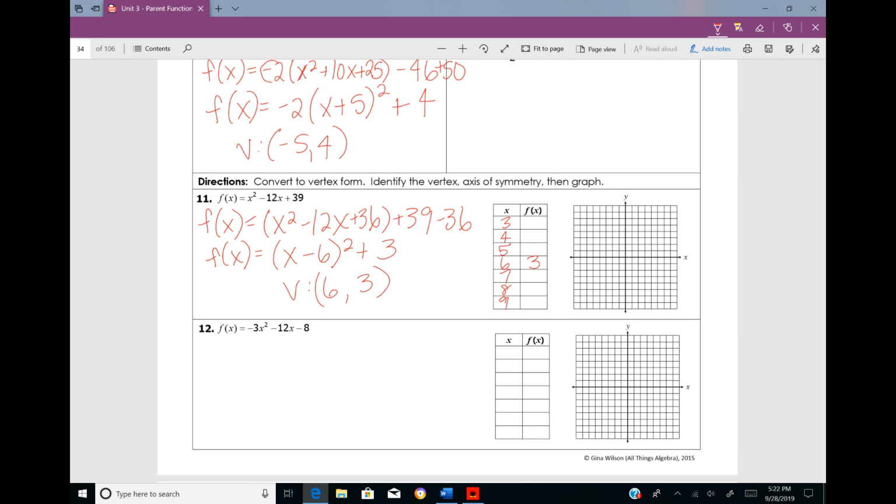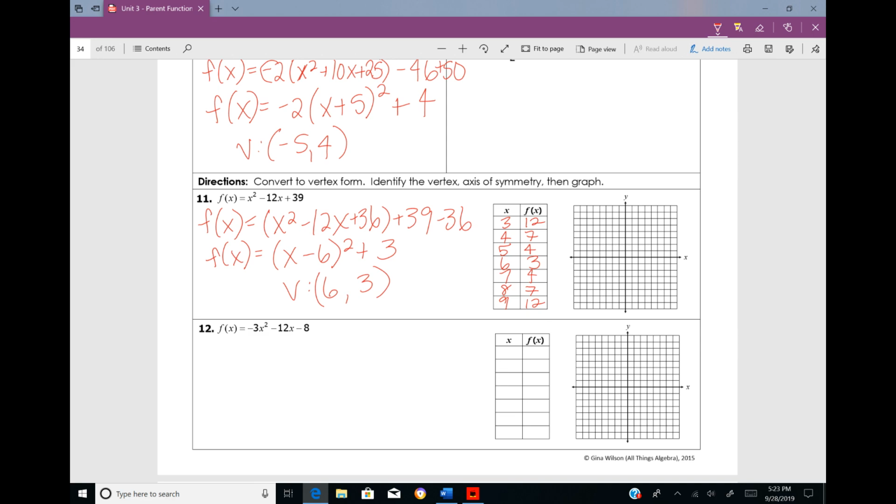So when we put this in, we get 5 minus 6 is negative 1 squared would be 1 plus 3, gives us 4. 4 minus 6 is negative 2 squared would be 4 plus 3 would be 7. 3 minus 6 would be negative 3. Negative 3 squared is 9, plus 3 would give us 12. And then we know it's just a reflection on each side.